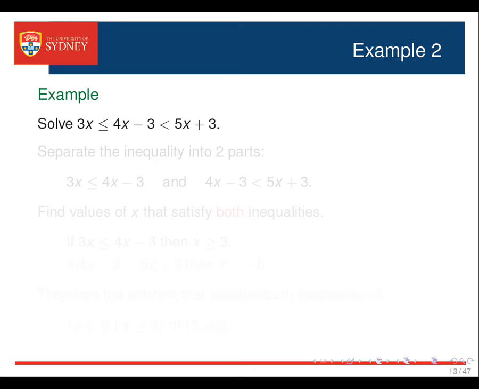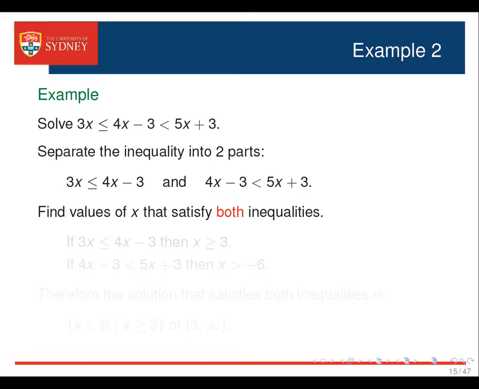Let's have a look at another example. Here we need to find x such that it solves these two inequalities. First, we split the inequalities into two. The first inequality is 3x less than or equal to 4x minus 3, and the other is 4x minus 3 is less than 5x plus 3.